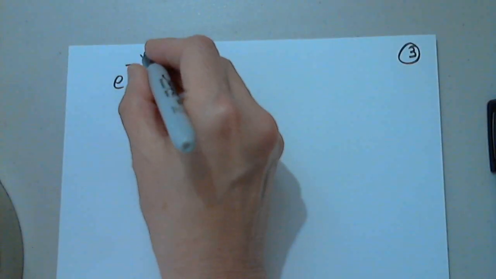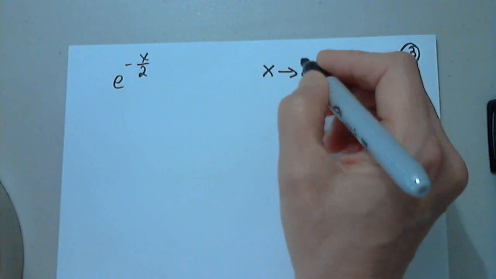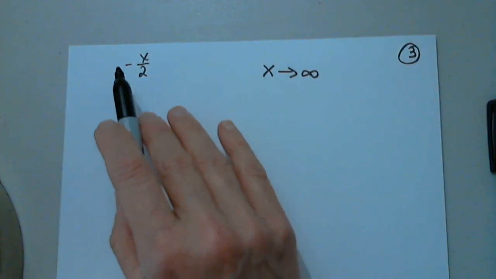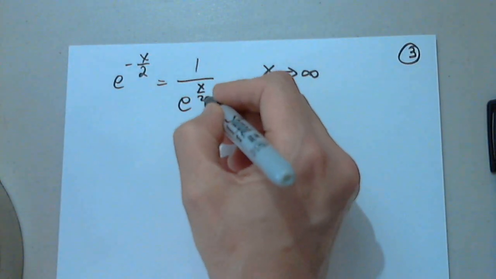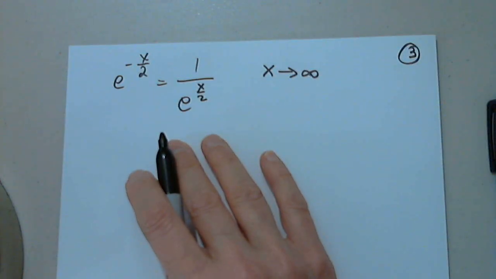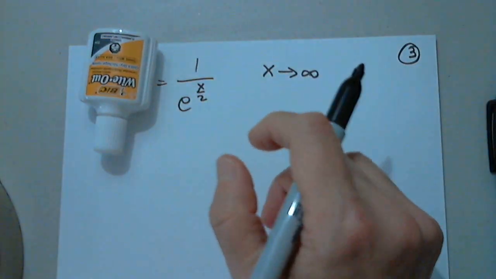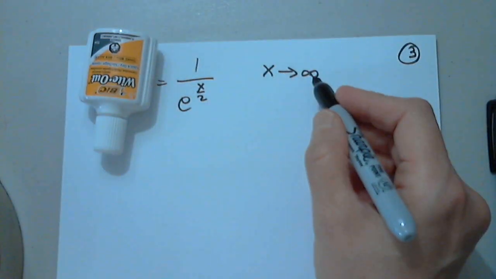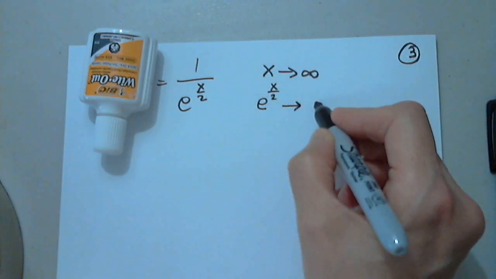So e to negative x over 2. Remember, we are talking about when x approaches infinity. E to negative x over 2 is the same as 1 over e to x over 2. Is that okay? Yeah. Now, forget about this piece for a moment. When x approaches infinity, e to x over 2 also approaches infinity.